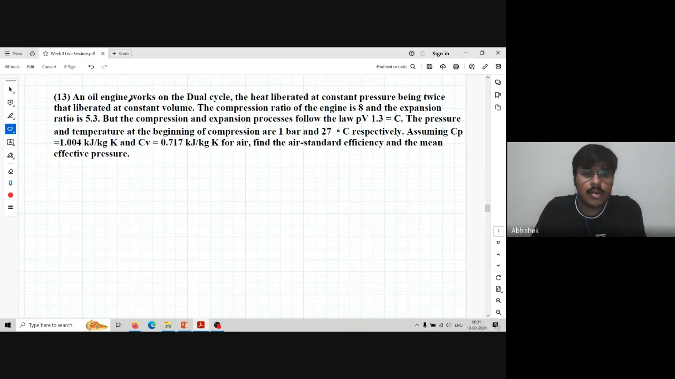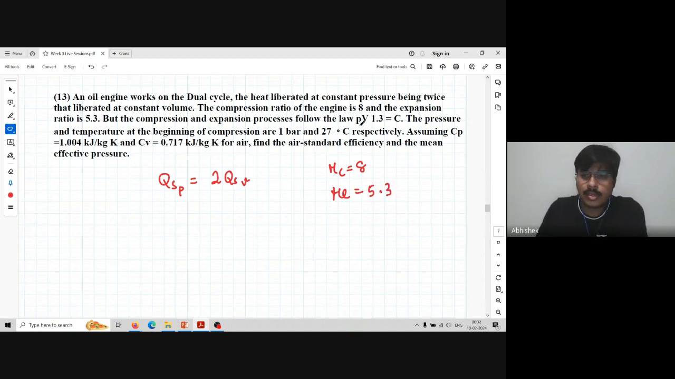Okay, this question: an oil engine works on a dual cycle, the heat liberated at constant pressure being twice that liberated at constant volume. So it is given, let us say, Q supplied at constant pressure is twice that at constant volume. Okay, compression ratio RC is 8. Okay, expansion ratio RE is 5.3.